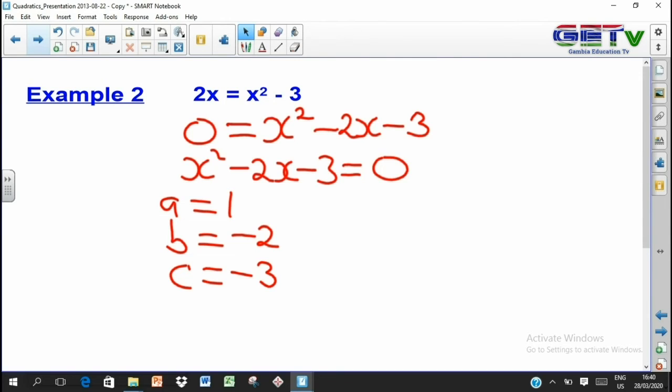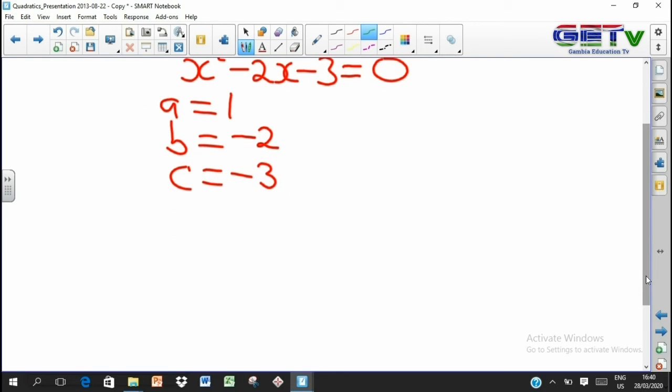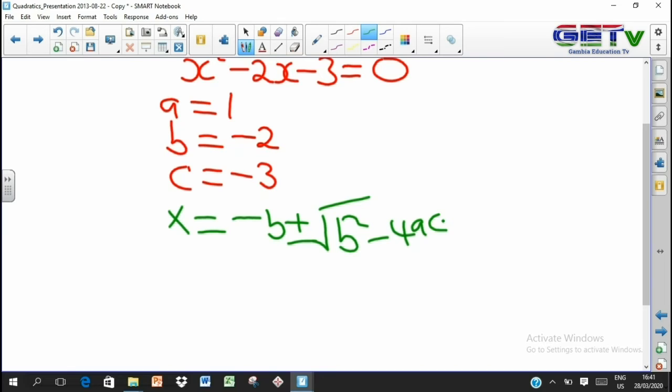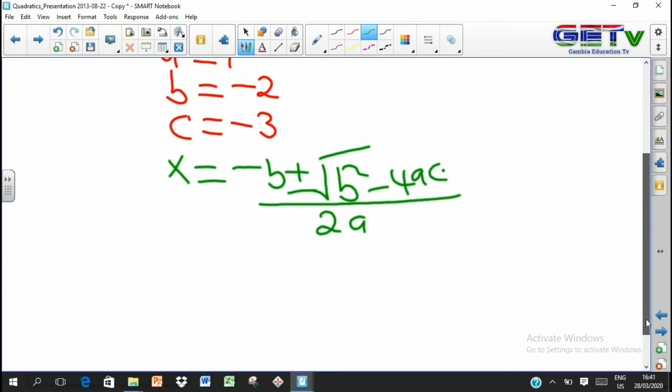The next step we are going to take is to use the formula, and the formula is x equals minus b plus or minus the square root of b squared minus 4ac, all over 2a. Since the value of a is known, the value of b is also known, and the value of c is also known, we are going to substitute them right away into the formula.